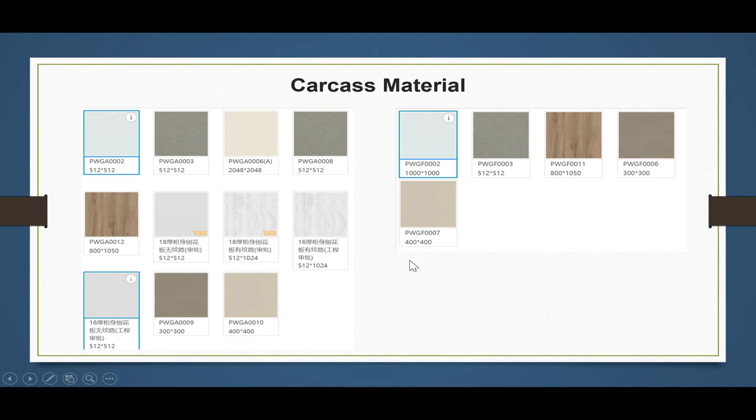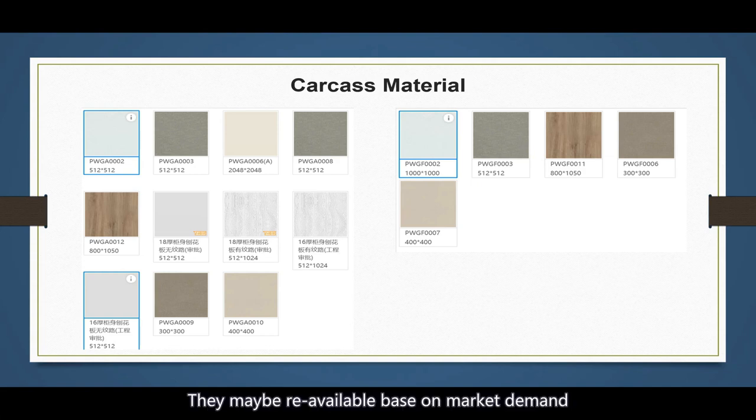So you can check this, go to the libraries, and you can ask us to order the samples of these carcass. So just show your customers what this really looks like. In the past few years, we've eliminated a couple of finish materials, including the red oak and the light gray linen finish. They may be reposted, they may become available again based on market demand, or may not.